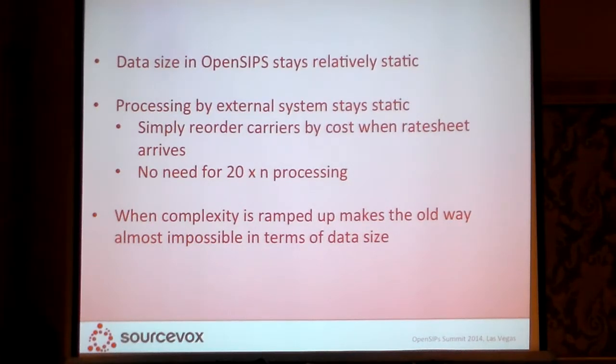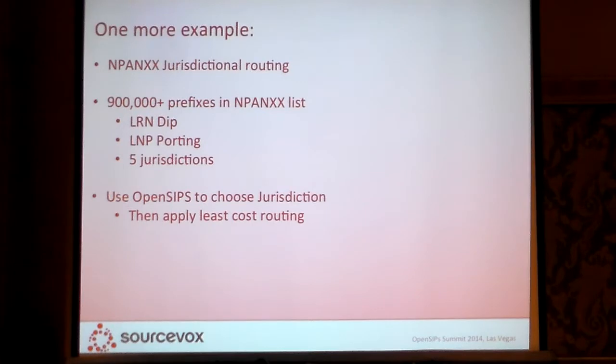Okay, so to take this to fairly extreme, well, it might not be that extreme, but it might be. Here's an example. One of the problems we've had to solve is NPA and NXX jurisdictional routing. Now, NPA and NXX is how you route to the US domestic markets. The NPA is the first 3 digits in your number, so Orlando is 407, and the next 3 digits are the NXX. And your NPA and NXX will essentially map to an exchange.